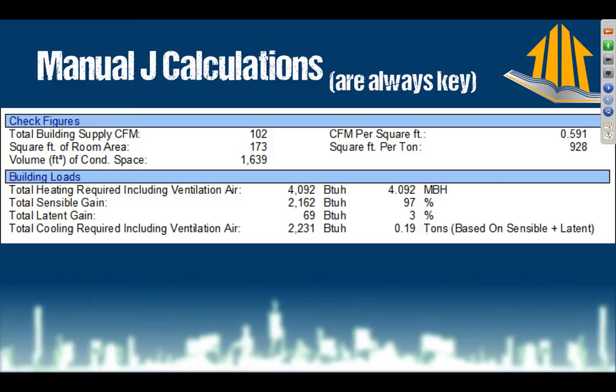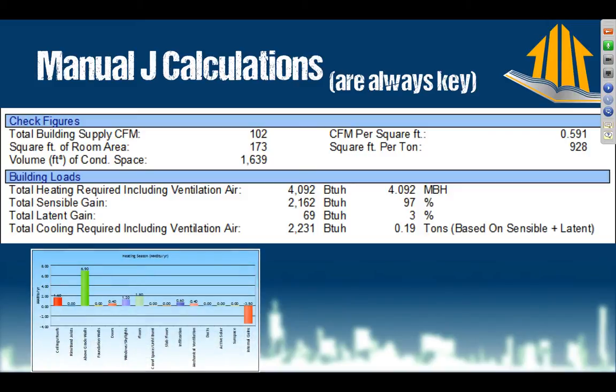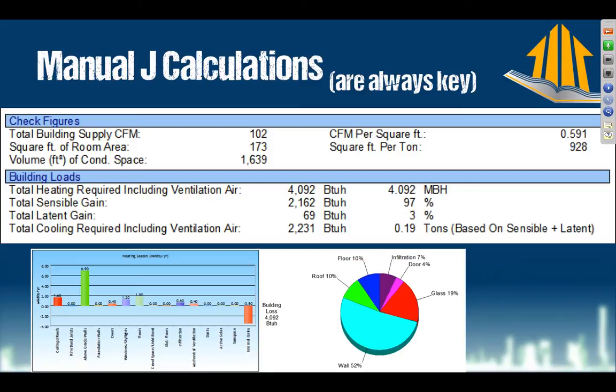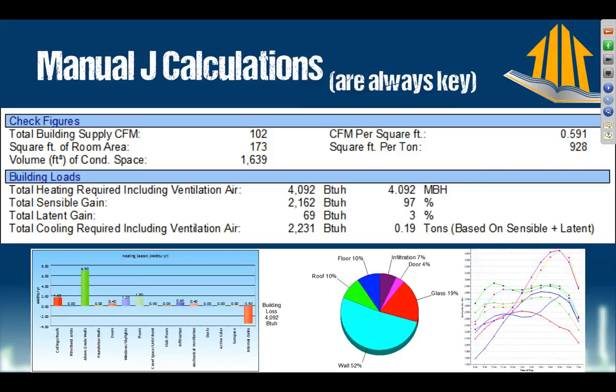Now you can see the building loads here, which are in BTUs per hour. I'm going to get more into that in a second. But aside from all of these numbers, which are not fun to look at, you also get fun graphs that'll show you where your biggest opportunities for improvement are. You will also get pie charts, which I love, and you will even get timed-out tracking of the heat load and the cooling load.